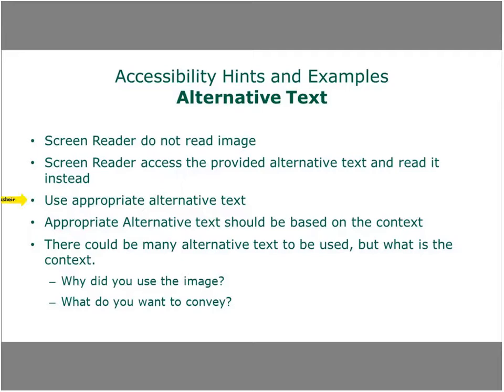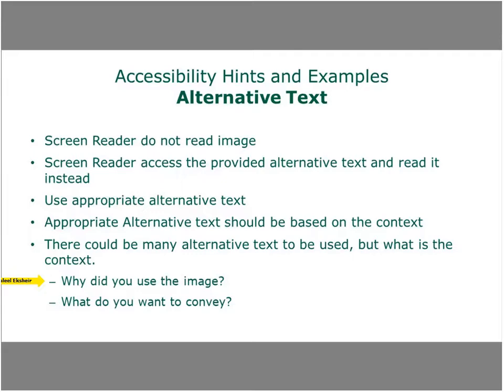You should always use appropriate alternative text. And what we mean here by appropriate alternative text is really something that relates to your context. We normally suggest that you ask yourself two questions. Why did you use this image? What do you want to convey to your students? It should be simple, easy, and to the topic. So in other words, an image could have multiple alternative texts depending on why you are using that image.